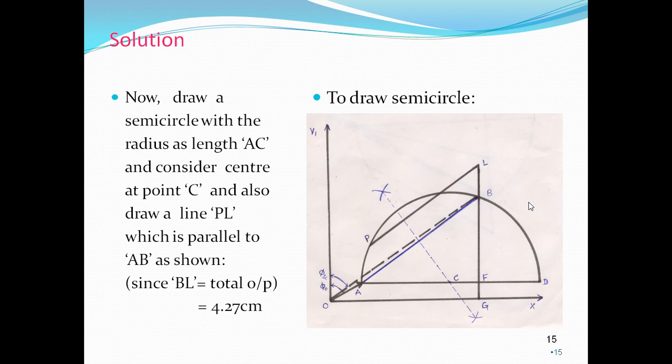Here we have to note one thing. When we draw with AC as the radius and C as the center, the point B also lies on this semicircle. That means the points A and B both lie on the semicircle.